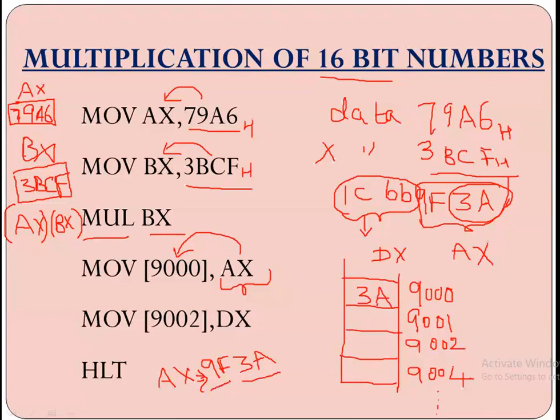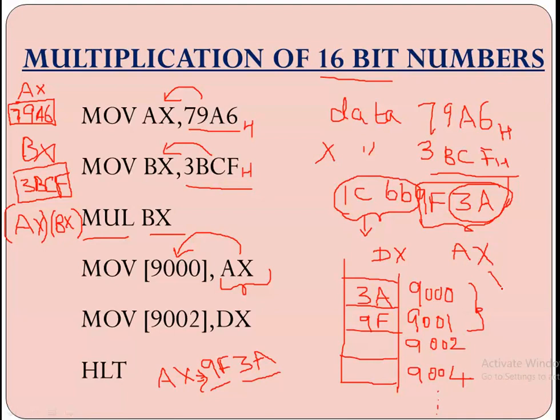Next 8 bits, you know, 1 hexadecimal digit equals 4 bits, so 2 digits equal 8 bits. So next, 9F will be stored in 9001. This is the content from AX, so from AX it is moved to the memory location.